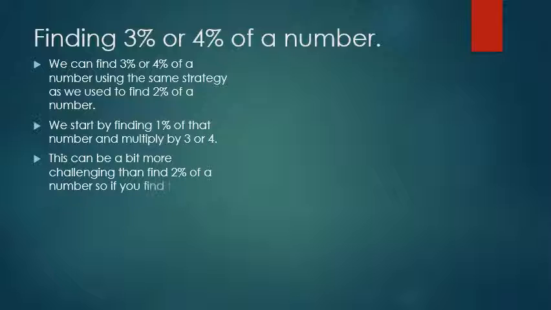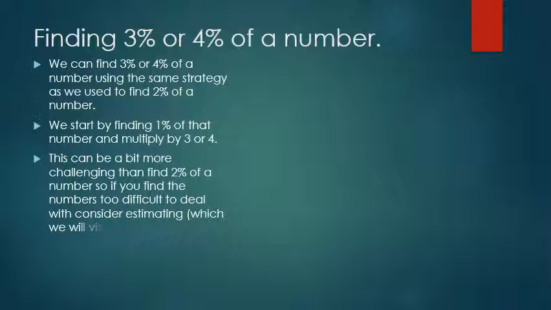This can be a bit more challenging than finding 2% of a number. So if you find the numbers too difficult to deal with, consider estimating, which we will visit later in this lesson. Sometimes when we're trying to multiply by 3 or 4, more complex numbers are very difficult to deal with. We're going to see at the end of this lesson a way to estimate answers that we can't calculate precisely. But for now, we're going to be calculating 3% and 4% of a number. So we have to find 1% of that number and then multiply it by 3 or 4. So let's try a few.